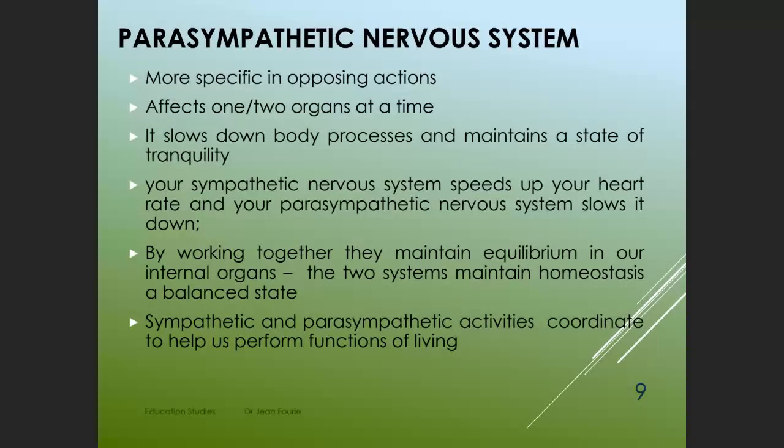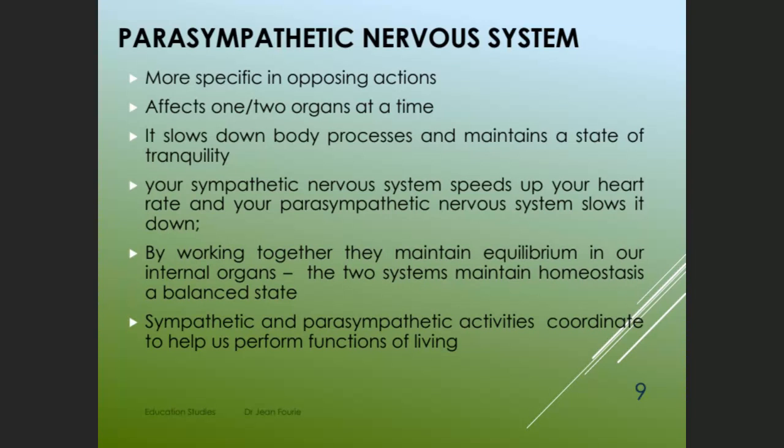And then the parasympathetic nervous system has an opposing action, and this will oppose the sympathetic system's function, slowing down the body processes. We cannot stay in that state of activation for a long time. The body needs to go back to a state of tranquility. So whereas the sympathetic nervous system will speed up your heart rate, the parasympathetic system will slow it down.